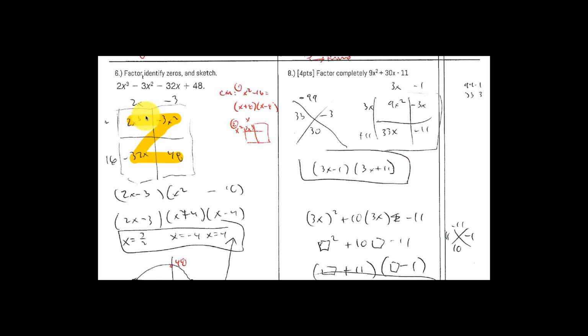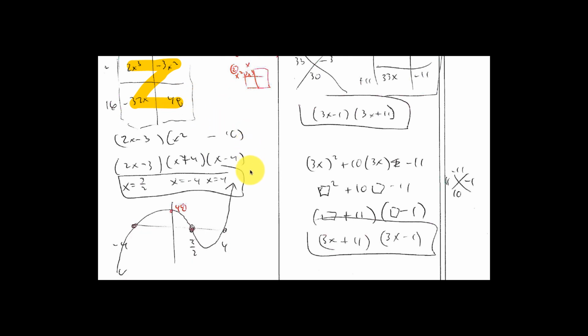X squared times 2x gives me 2x cubed. X squared times negative 3, negative 3x squared. 2x times 16 gives me negative 32x. Negative 3 times 16 is a negative 48. Wait, that's a positive 48. So my answer is 2x minus 3 and then x squared minus 16.